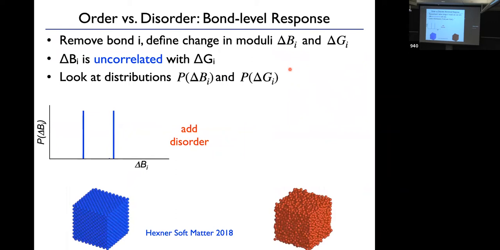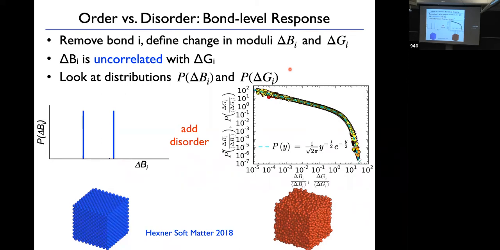It turns out that it's useful to think of the following. Let me just go into my network and grab spring i, bond i, and take it out and ask, how much does that change the bulk modulus if I take it out? How much does it change the shear modulus? If it's a crystal, how much it changes the bulk modulus is some series of delta functions depending on the complexity of your unit cell. Now if you add disorder, what you would expect is that these delta functions would smooth out. So you get some peaks, but that's not what happens. It looks like this.